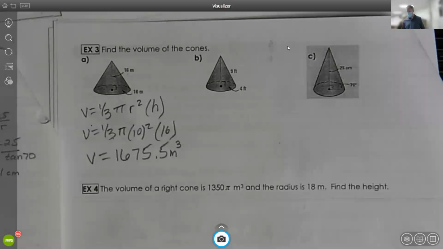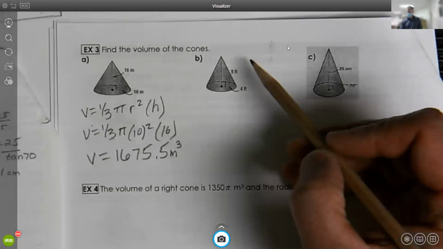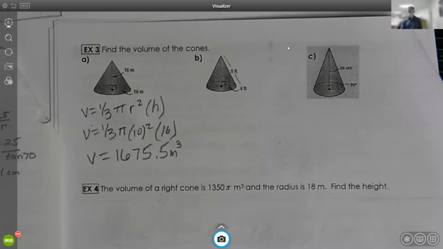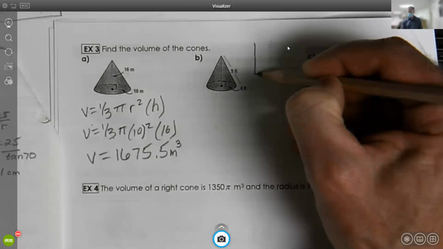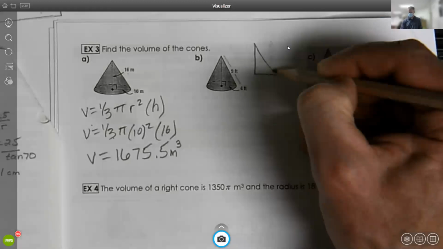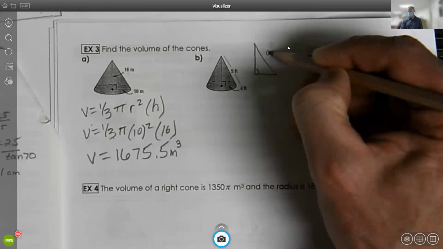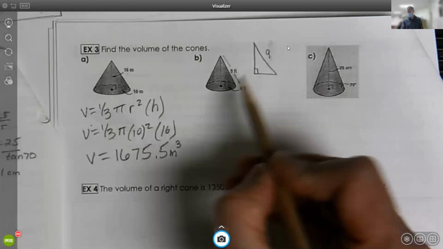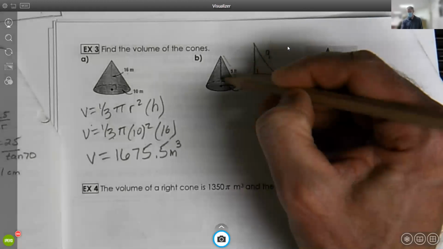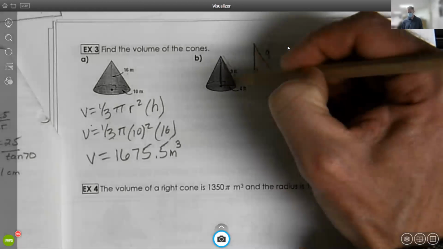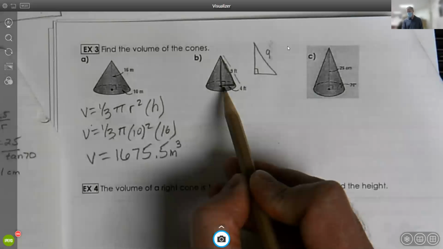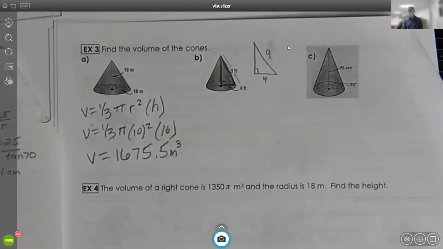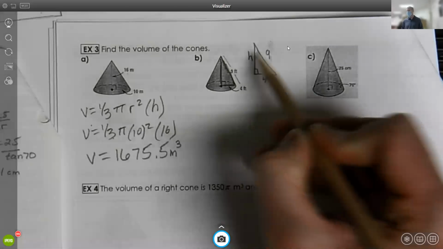As we look at our second question, we notice the 9 is the slant height. Very good. And the slant height is not considered the height of the cone. That would be considered the hypotenuse of a triangle that could be framed out inside of our cone. So if you notice, from the center of the circle to the edge of the circle is 4. And what we don't know is what the height of this is.